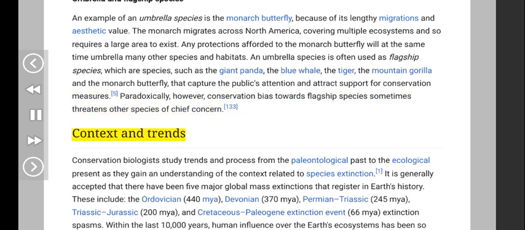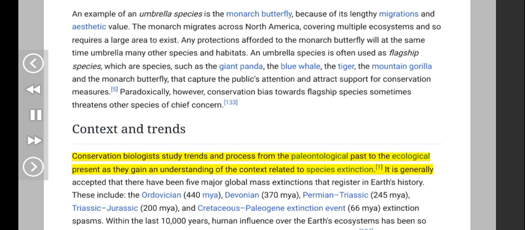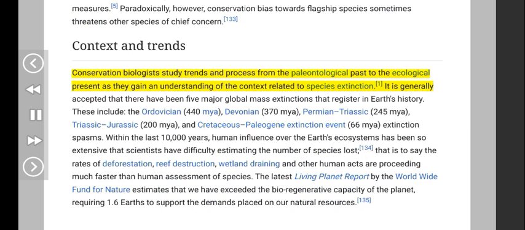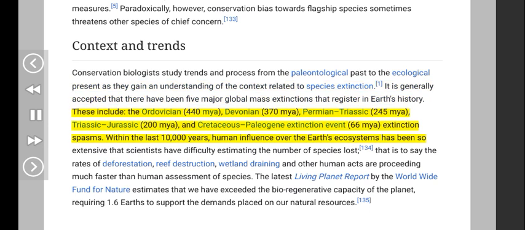Context and trends. Conservation biologists study trends and process from the paleontological past to the ecological present as they gain an understanding of the context related to species extinction. It is generally accepted that there have been 5 major global mass extinctions that register in Earth's history. These include the Ordovician 440 Mya, Devonian 370 Mya, Permian-Triassic 245 Mya, Triassic-Jurassic 200 Mya, and Cretaceous-Paleogene extinction event 66 Mya.